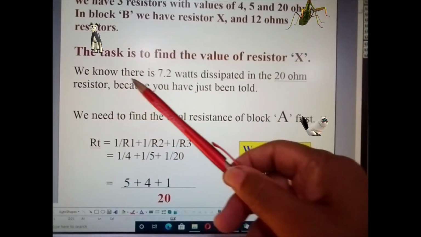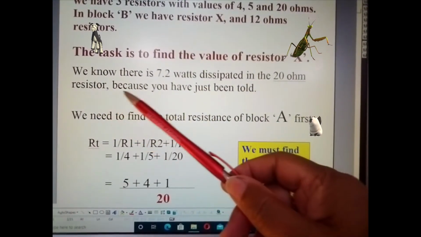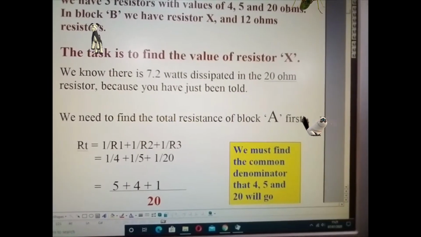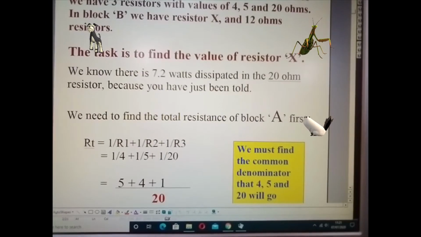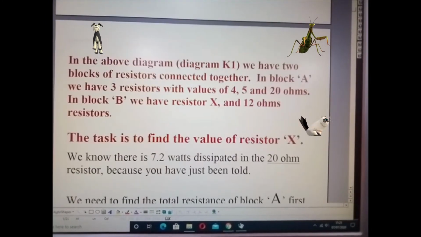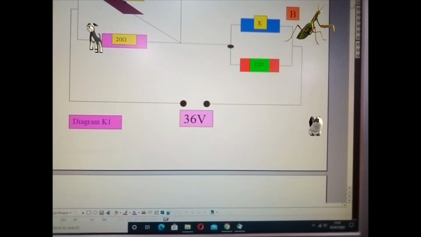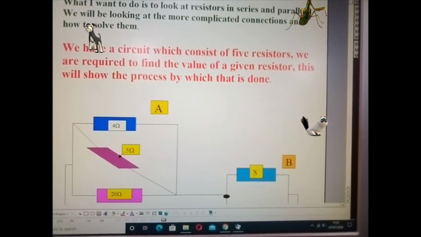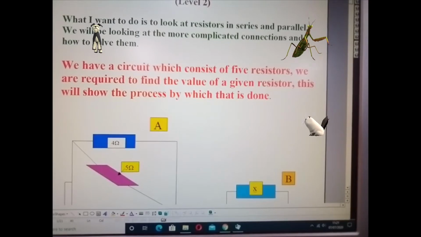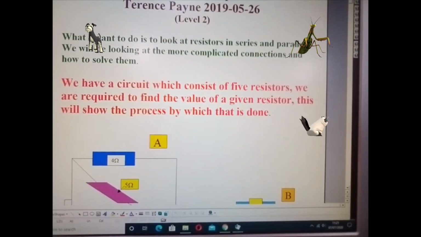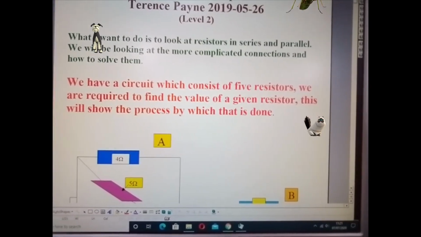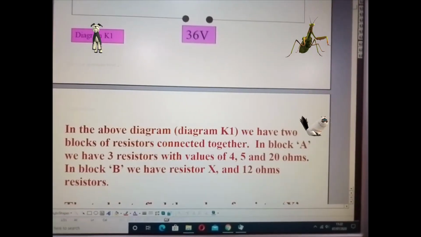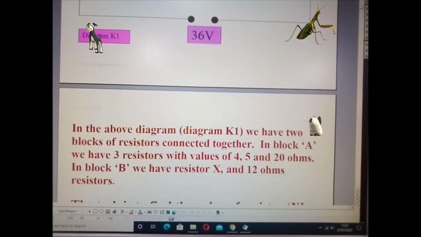Now, we know there is 7.2 watts dissipated in the 20 ohm resistor, because you have just been told that. Now, my apologies here, because there is 7.2 watts dissipated, but I can't recall reading that in my question just now. So please do excuse me while I go back just to check. Right, my apologies here, I didn't put in the information in regards to this, so I must have missed something out, so I do apologize. Let's go back a little bit before the end. Always feel free to go back and have a look if there's anything we missed, okay?